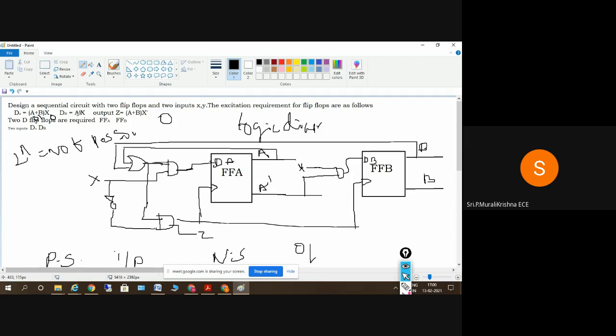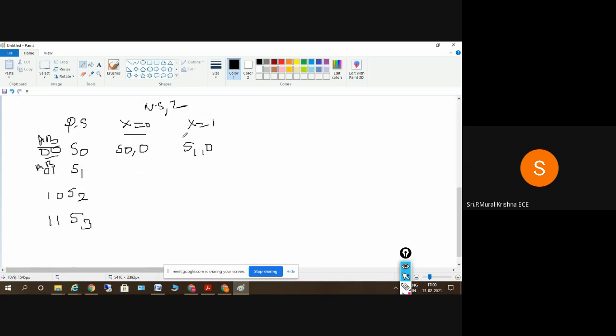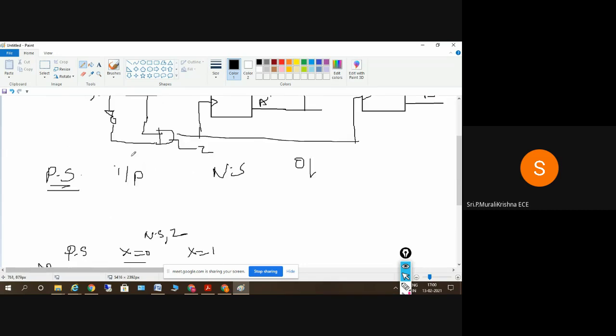And what is the value of dB here? A bar X here. So A value is 0, so I'll get a 1 here, and X value is 0, so a 1 into 0 will be 0. Okay, so again AB values are equal to dA and dB values are equal to 0 0, hence I'll get a S0.